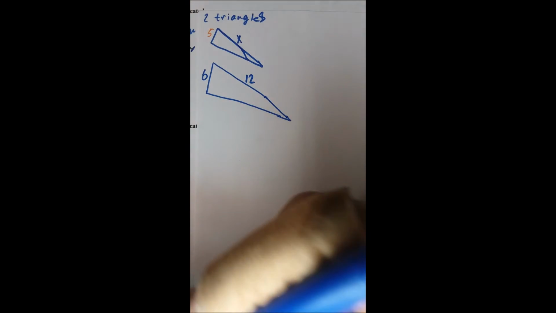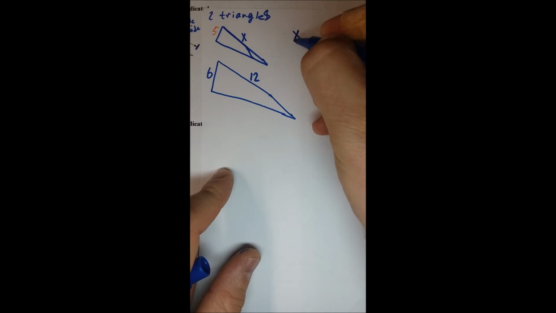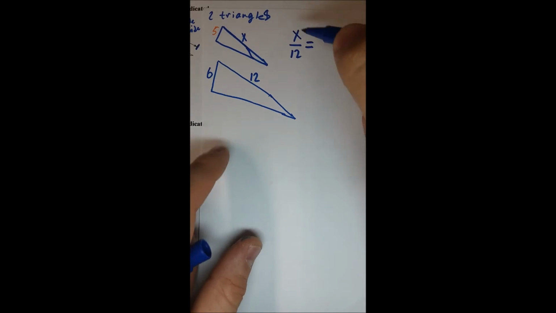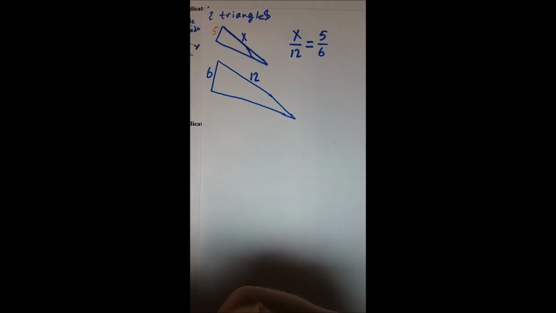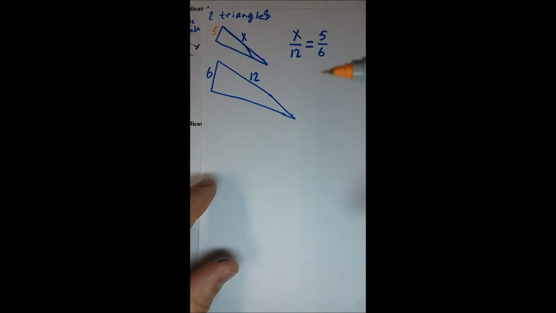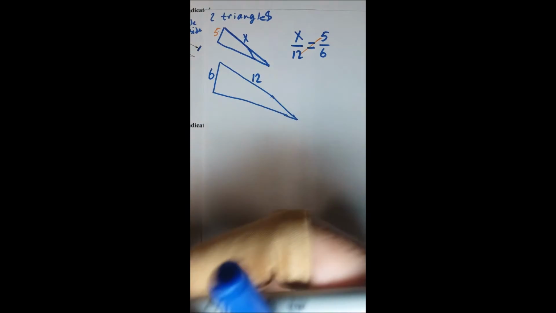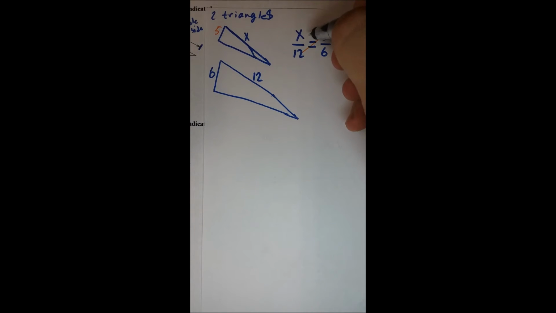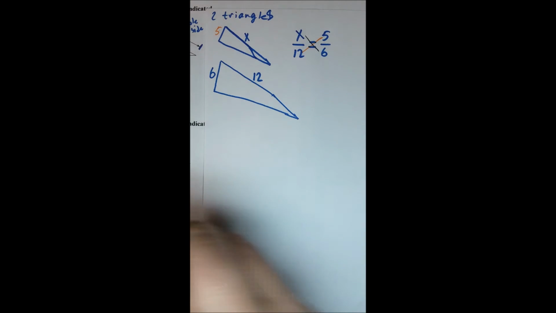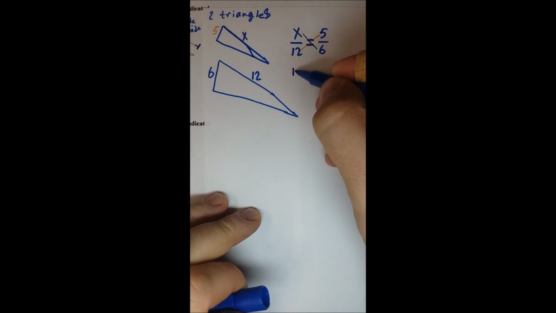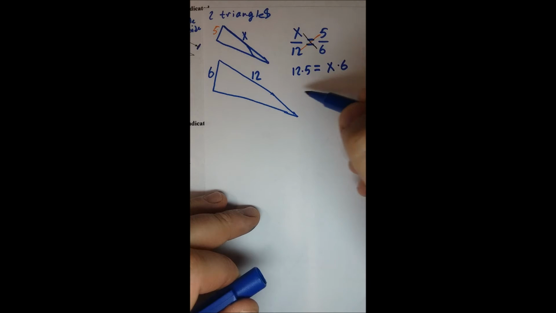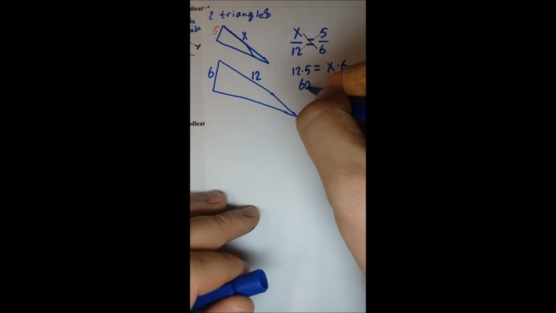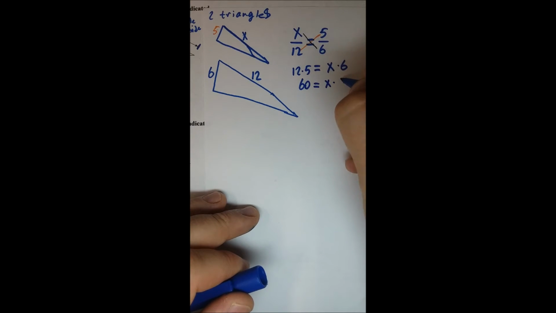Okay, I'm going to compare the larger sides. So it's going to be x compared to 12, which is the same thing as 5 compares to 6. Well, now back to proportions. 12 times 5 and x times 6. So 12 times 5 equals x times 6. 12 times 5 is 60, equals x times 6.